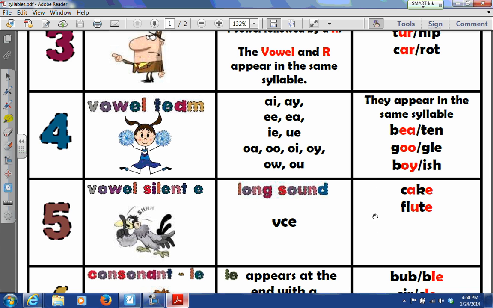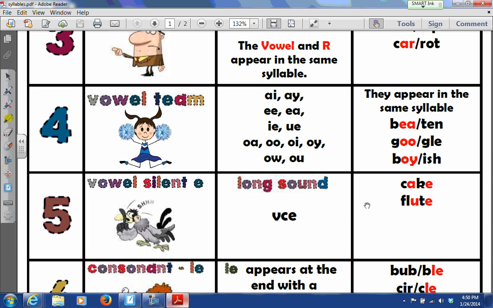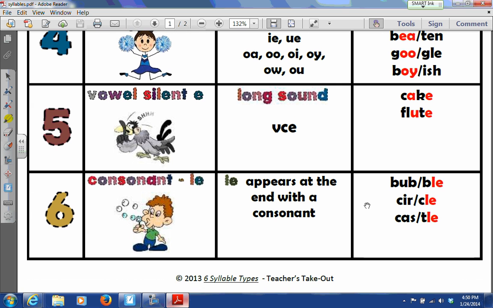Then you've got the vowel silent E, which would be a vowel, consonant, E, such as cake. The E is silent in cake, so you would leave that by itself. Same thing with flute. You would leave that by itself as well. You would also not worry about syllables when it comes to words such as this, because even when you're doing your claps, it doesn't require you to do it more.